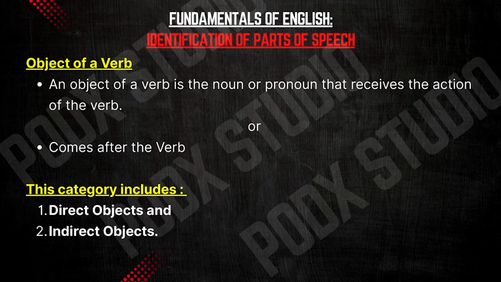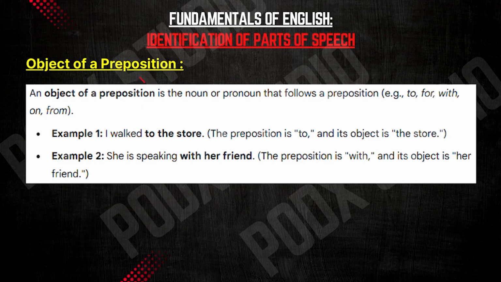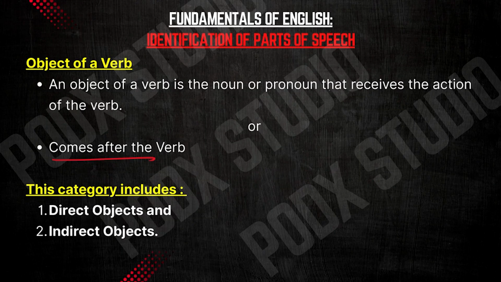Okay, so let me tell you about the basic things of the object. The object can be an object of a verb or an object of a preposition. Object of a verb means the object comes after a verb. An object of a preposition means the object comes after the preposition. It's pretty simple, right? There is another definition you can refer to as well.